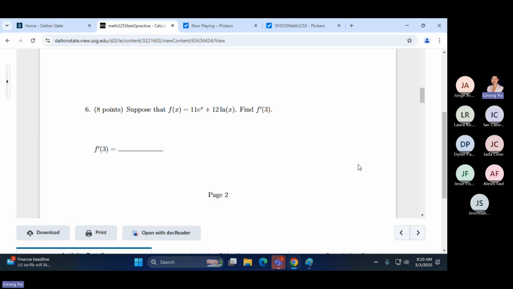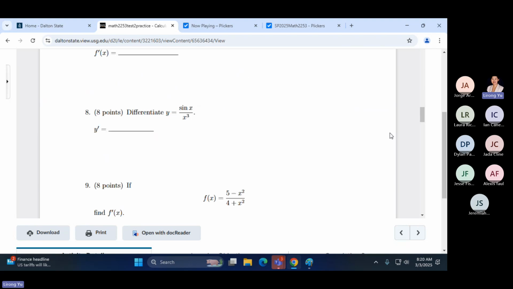Have you guys looked at the solution yet? Any problem with the solution? Any question with the solution? Can you go over question 13 and 14? 13 and 14.